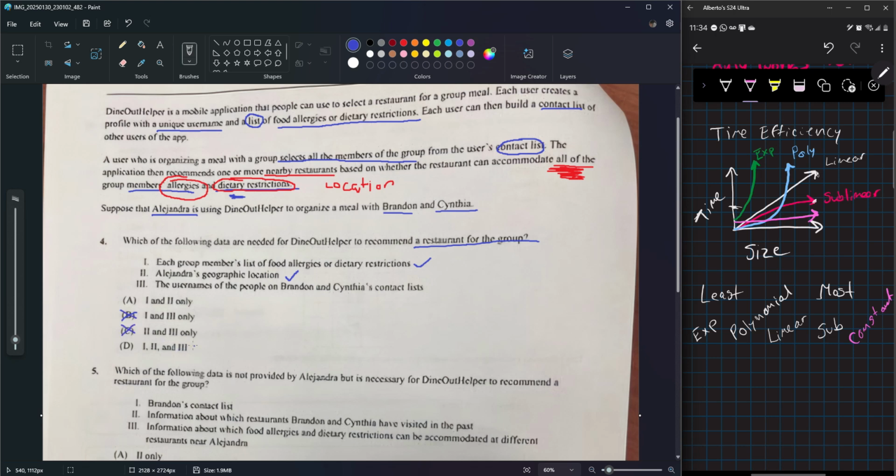So now we need to see if we have to include 3 or not. So the usernames of the people on Brandon's and Cynthia's contact list. Alejandra is the one making the group. So you don't need to know who Brandon and Cynthia have as contacts, right? That's irrelevant. Doesn't matter. So if it has 3, it's not the answer. Your answer is A. You just need the allergies and restrictions and the location. Pretty self-explanatory.